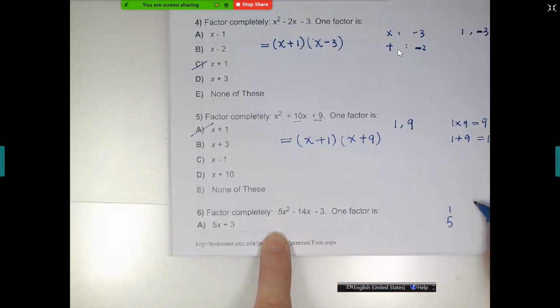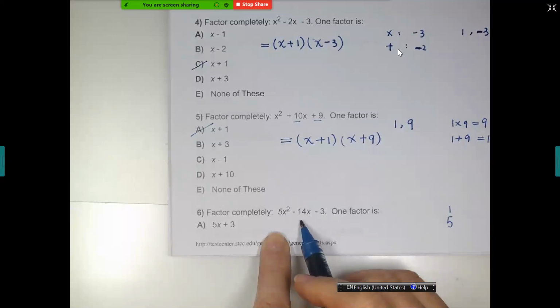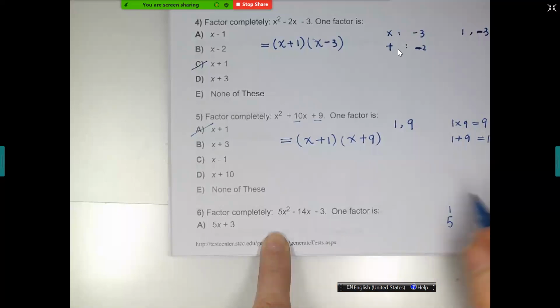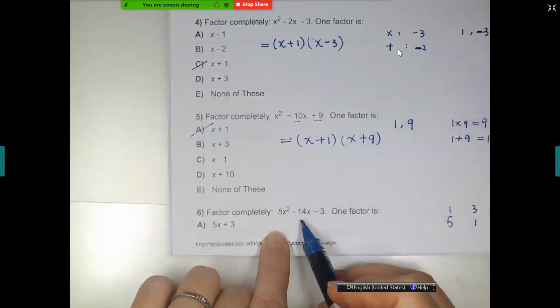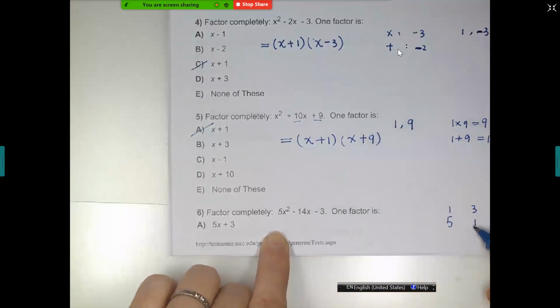So should I put 1 here, or 3 here, or 3 here, 1 here? I will quickly do some planning. If I put 1 here, 3 here, when I cross multiply, I only get 3 and 5. 3 and 5 can never give me a 14. But if I put 3 here and 1 here, when I cross multiply, 15 and 1, some operation will give me a 14. So I will start with this way.